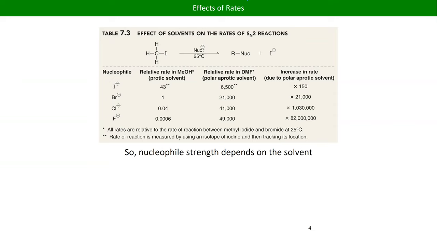It got increased a whole bunch by putting it into a polar aprotic solvent, but so did this one. It still increased, just not by as much. So that's in that crossover range where they might actually be close to 1-to-1 or something, where you get a measurable amount of both of them. But just in terms of the raw, general rules that we were talking about, I wouldn't expect you to have this table memorized or anything.